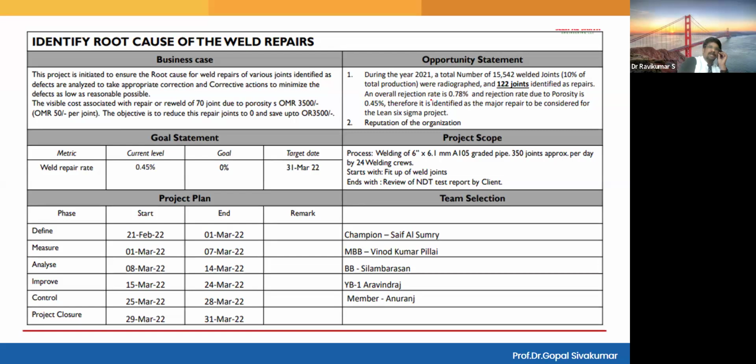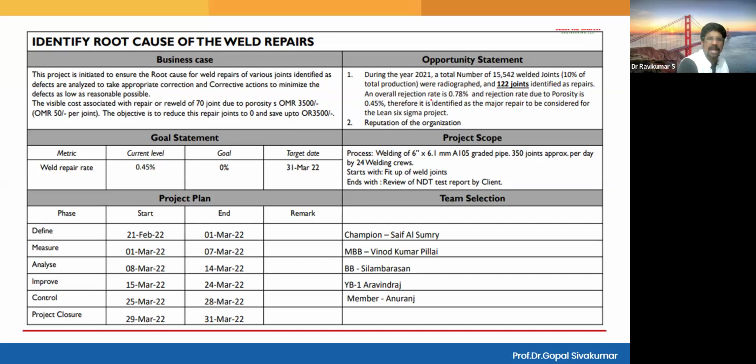So what is the goal statement? We try to bring down the rejections from 0.5 to 0 percentage. The target date is 31st March. So it is a well achievable SMART goal. So what is the scope? We are concerned only about the particular weld on particular grade pipe, not about the other welds. Out of 350 joints, 70 joints are rejected. So we are going to work on that particular fit-up weld joints. So we are least bothered about other joints.